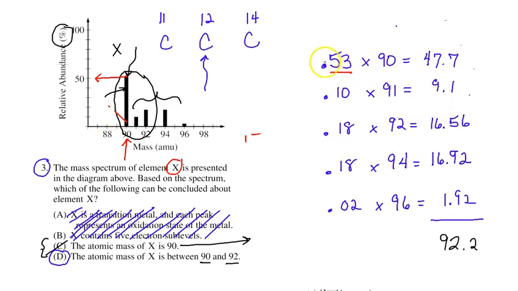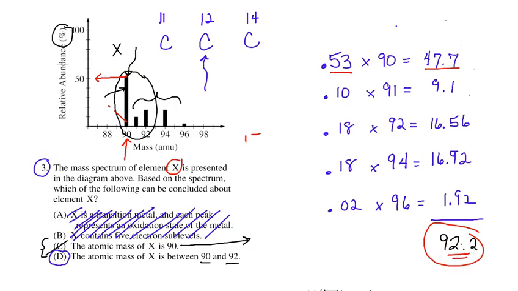And all I did was take those percentages, make them into decimals, and multiply them by the masses. 53% of 90 is 47, 10% of 91 is 9.1, so I basically found the percent of all these atomic masses, and then I add them together, and that's how I get a weighted mass. Now, of course, the answer says between 90 and 92. My estimates got 92.2, but close enough.